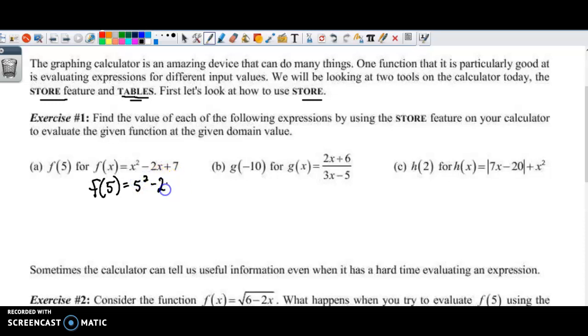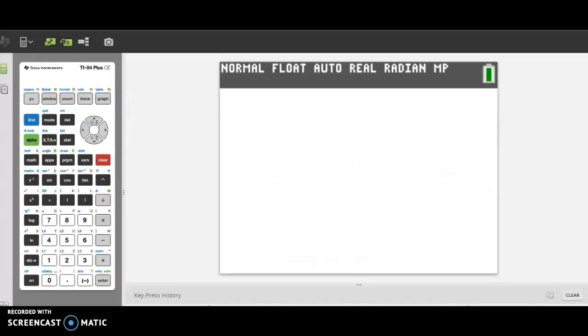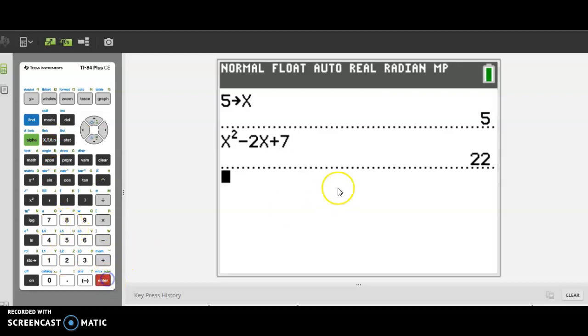5 squared minus 2 times 5 plus 7 by inputting that into your calculator. Or what you can do is hit this store key, and so you hit the number you want and then store in for x. The x key is up here. So 5 store x, hit enter, and then you can just plug in the function the way it looks, x squared minus 2x plus 7, and you get the right answer.